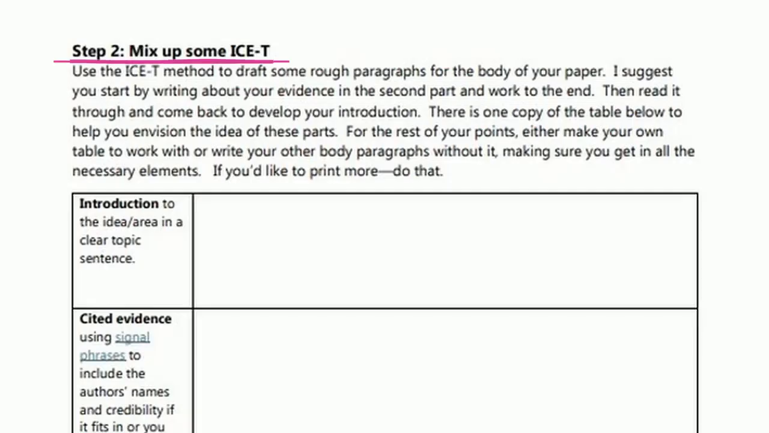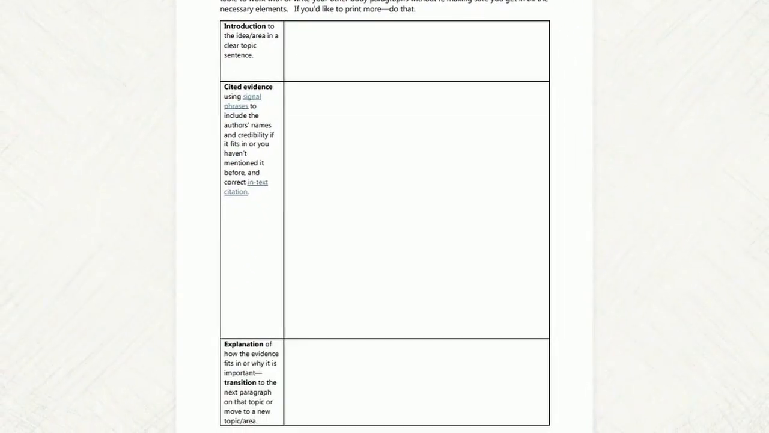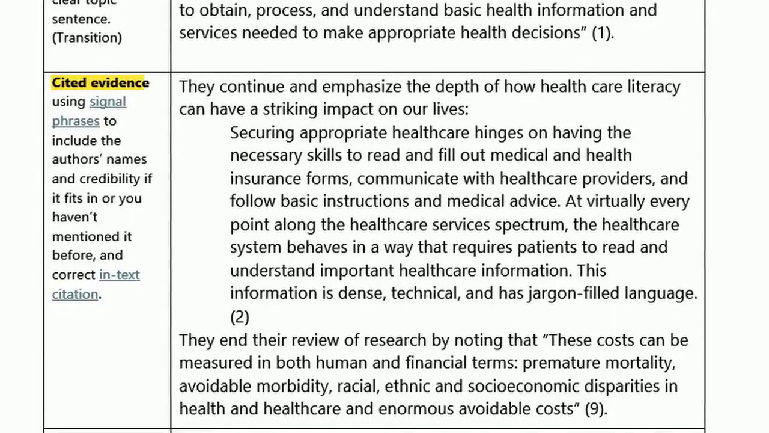This is the ICE-T method worksheet. It provides a strict framework for drafting your body paragraphs directly from the evidence you just charted. I stands for introduction. You begin your paragraph by writing a clear topic sentence that introduces the subtopic without taking a side. C is for cited evidence.